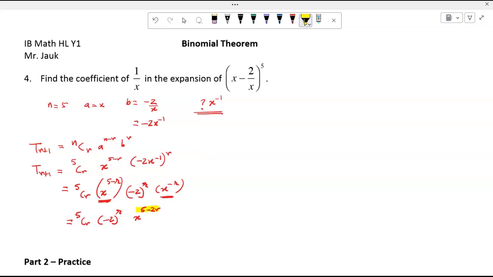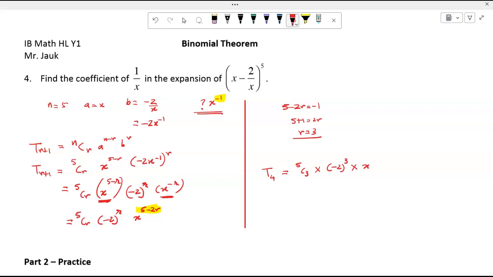What is the power of x, and what do we want it to be? The power of x is 5 minus 2r and we want it to be minus 1. So 5 minus 2r has to be minus 1, so 3 is equal to r. So r should be 3. Put it back here, so it will be the fourth term. So 5C3 into minus 2 raised to 3 into x raised to minus 1. It's like a double check.